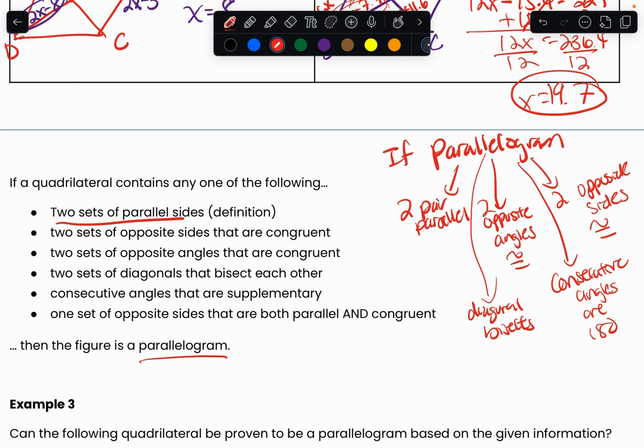Well, if you look at it, yesterday we did it from a parallelogram. We know it's two parallel sides. Today we do the opposite. If we know it's two pairs of parallel lines, then we know it's going to be a parallelogram. Actually, let me do it in a different color. Okay? Same with the next one.